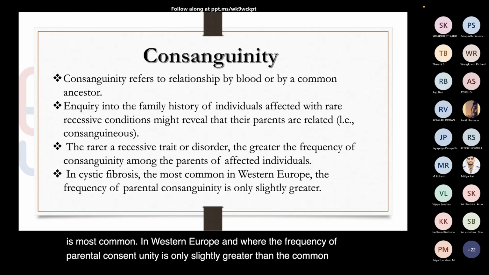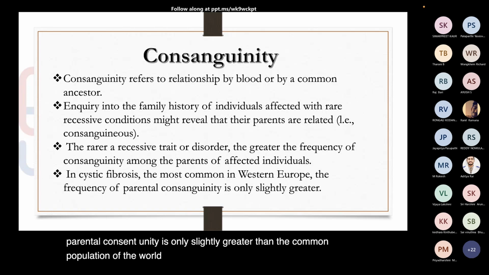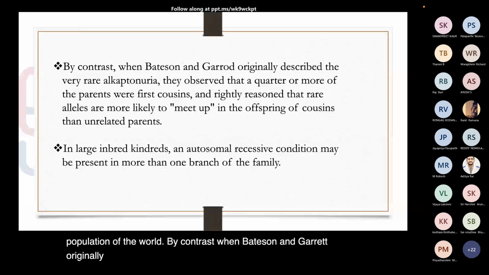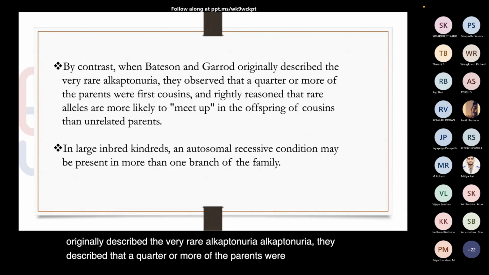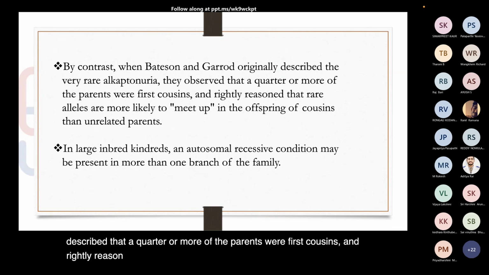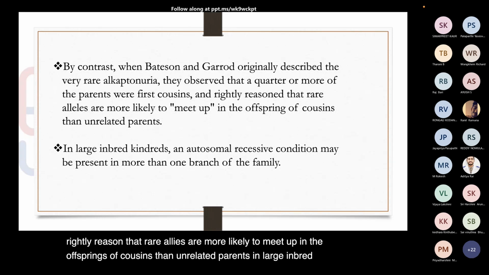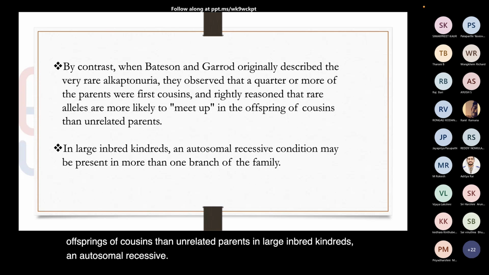By contrast, when Bateson and Garrod originally described the very rare alkaptonuria, they described that a quarter or more of the parents were first cousins, and rightly reasoned that rare alleles are more likely to meet up in the offspring of cousins than of unrelated parents. In large inbred kindreds, an autosomal recessive condition may be present in more than one branch of the family.